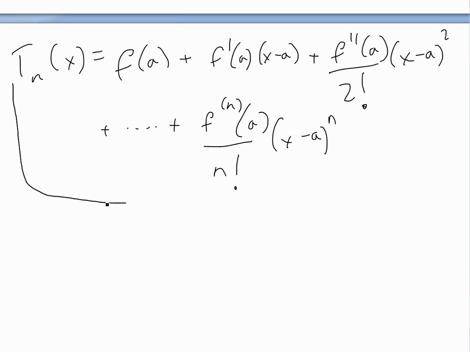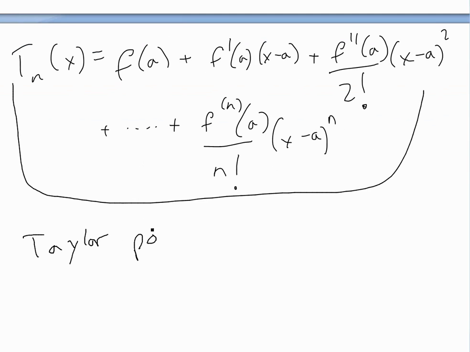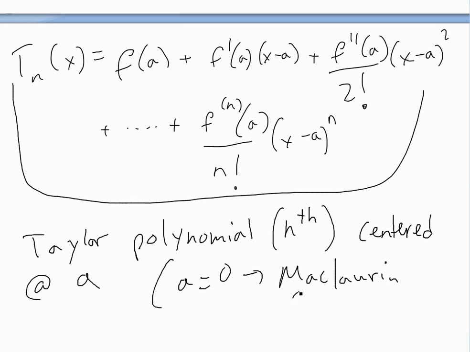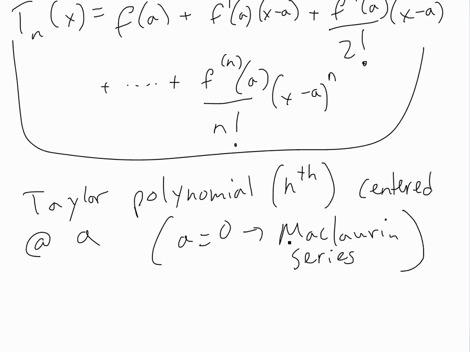And this equation here is just called the Taylor polynomial. This is called the nth degree Taylor polynomial centered at a. And also, point of interest, if a equals 0, then this would be called the Maclaurin series. I'll show this in more detail in another video.